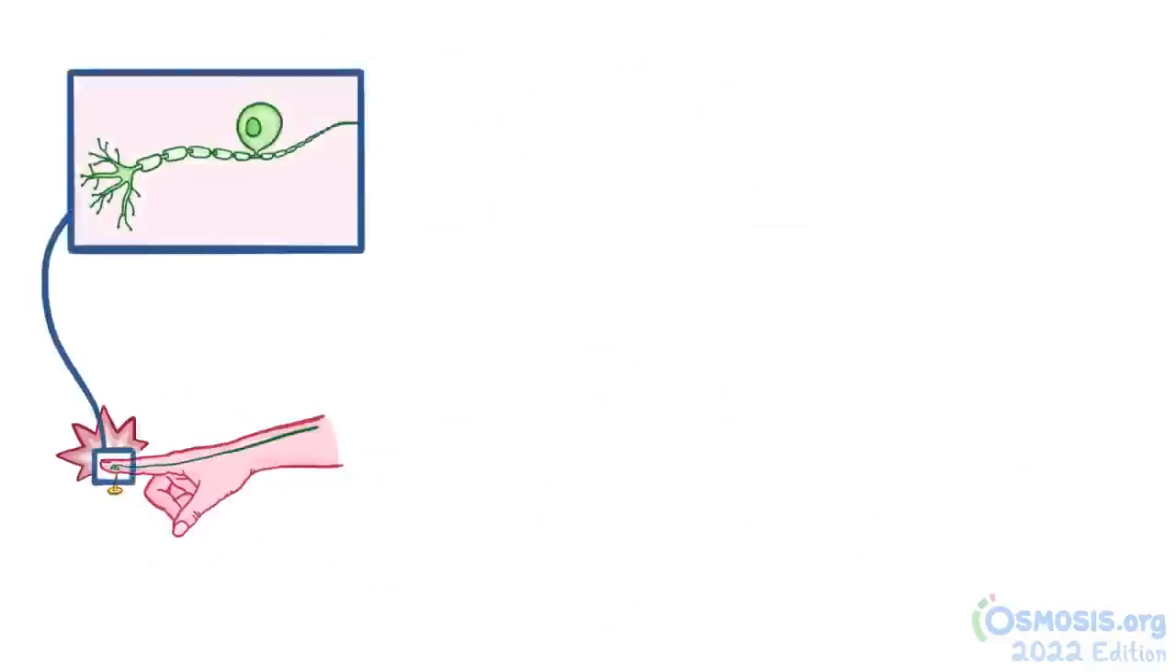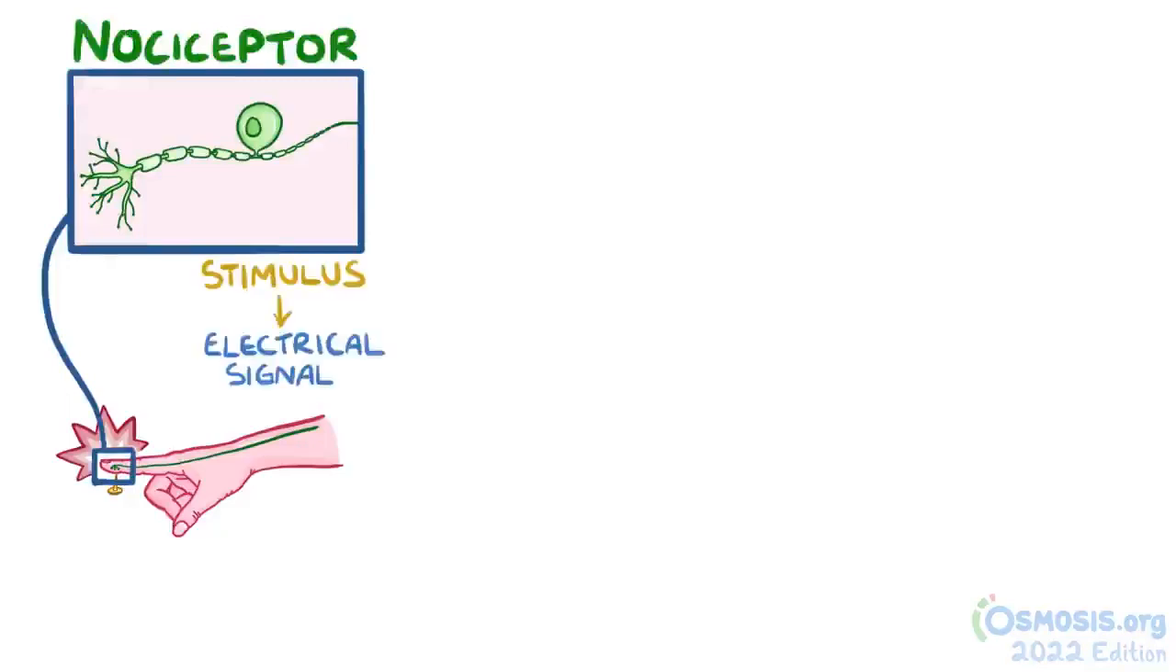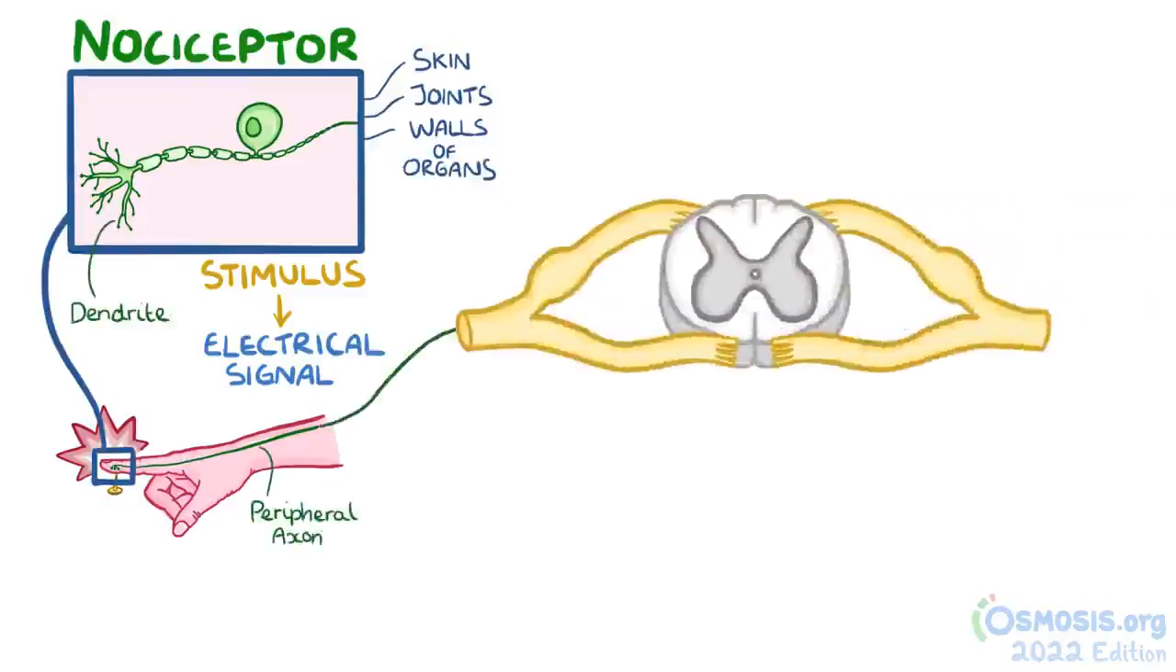Normally, if a person cuts their finger, a specific type of sensory neuron called a nociceptor or pain receptor converts that stimulus into an electrical signal. These are the first neurons, and they're primarily found in the skin, joints, or walls of organs. The electrical signal goes from the dendrite of the nociceptor into its peripheral axon branch and heads up the hand and arm towards its cell body. The cell body is located in the dorsal root ganglion, which is a cluster of nerve cell bodies located in the dorsal root of the spinal nerve.